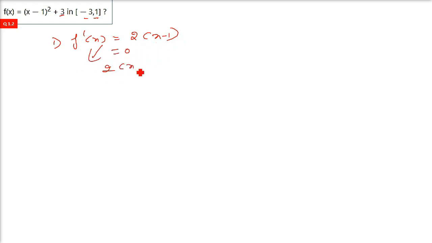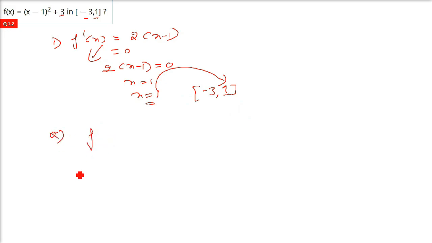2 into x minus 1 equals 0. That means 2 cannot be 0, so x minus 1 has to be 0, x equals 1. x equals 1 is already in the list of critical points, which is -3 and 1. So we are following the right track, and the question is also giving us the right critical points, -3 and 1. The second thing is to check this function at -3 and 1.